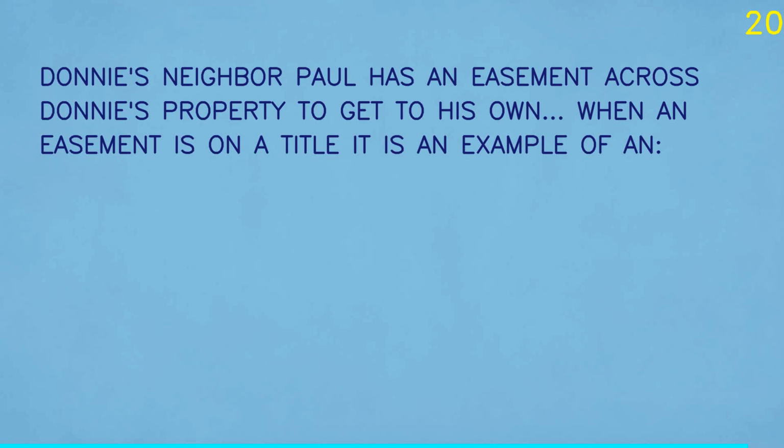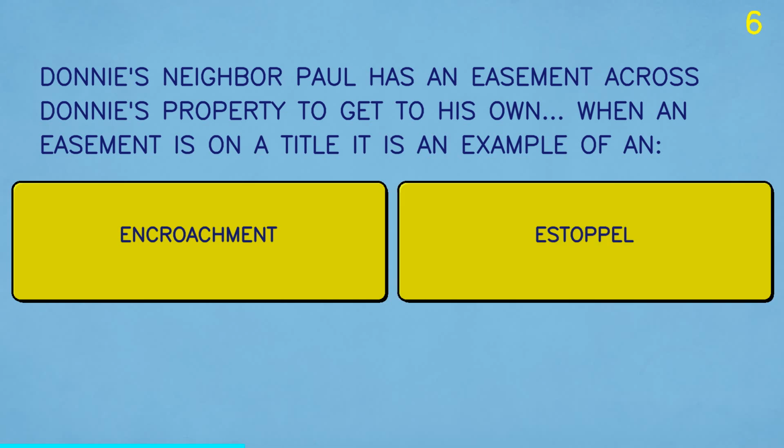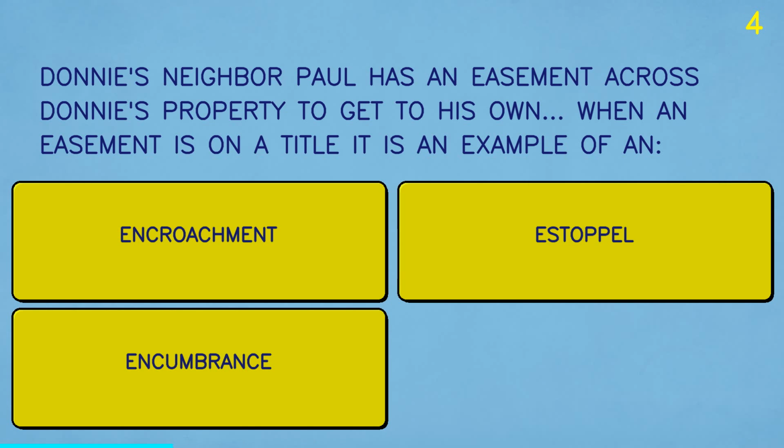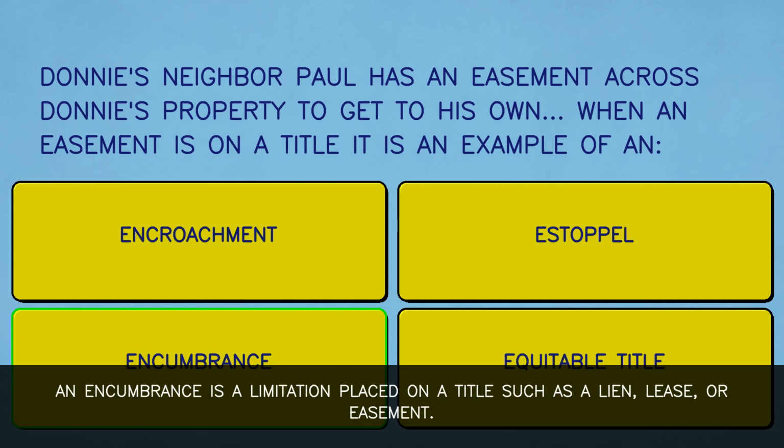Question 4. Donnie's neighbor Paul has an easement across Donnie's property to get to his own. When an easement is on a title, it is an example of an A. Encroachment, B. Estoppel, C. Encumbrance, D. Equitable title. The correct answer is encumbrance. An encumbrance is a limitation placed on a title such as a lien, lease, or easement.